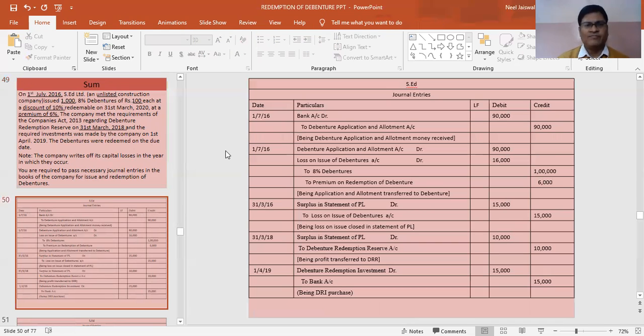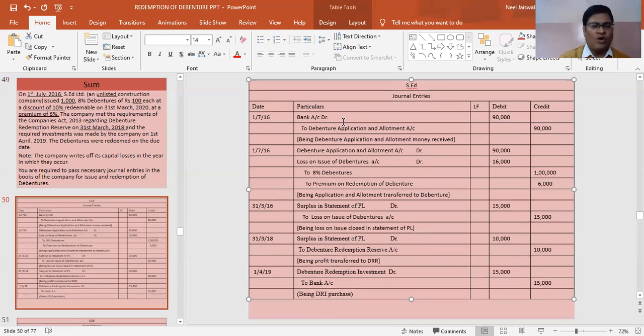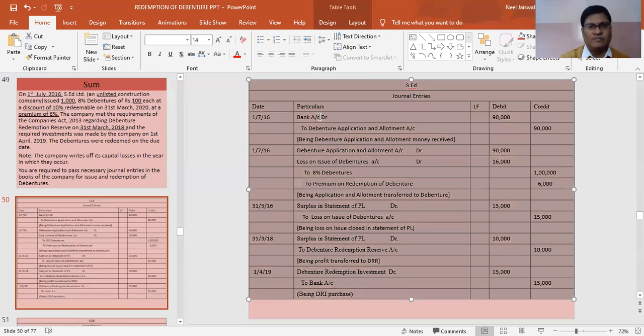90,000 is my issue. The company is getting it in the bank account, debit, on 1/7/16. The company is issuing the debenture. So bank account debit to debenture application and allotment. Now, why debenture application and allotment, students? Because we have to write debenture application and allotment.